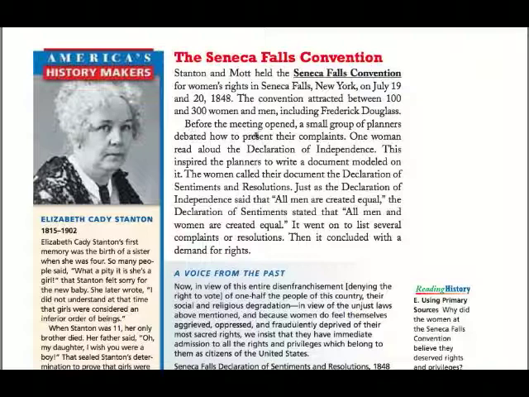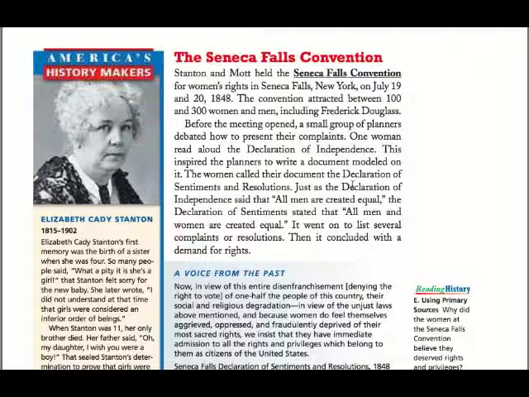Before the meeting opened, a small group of planners debated how to present their complaints. One woman read aloud the Declaration of Independence. This inspired the planners to write a document modeled on it. The women called their document the Declaration of Sentiments and Resolutions.